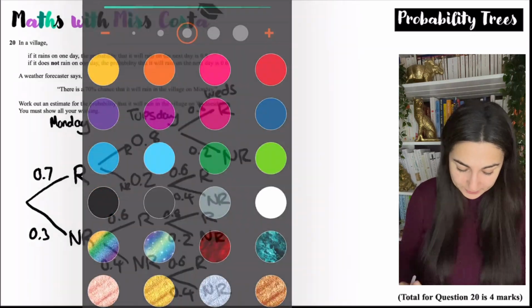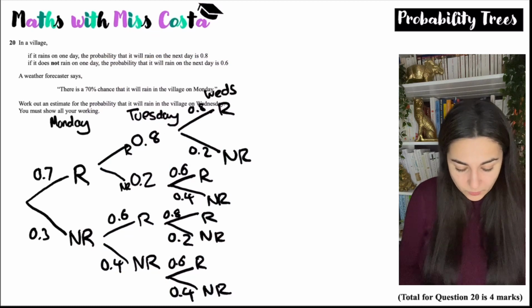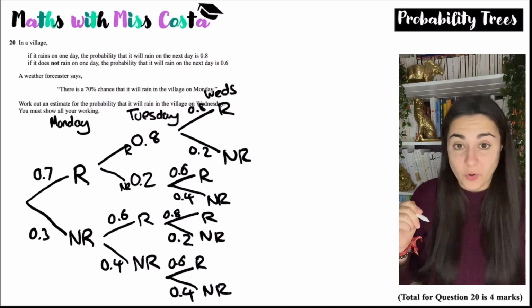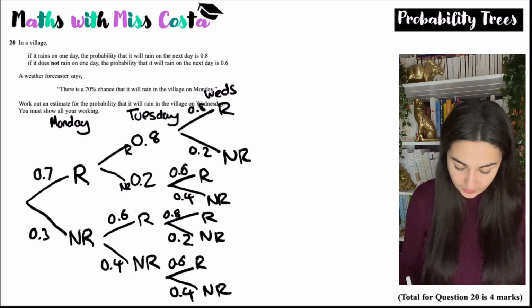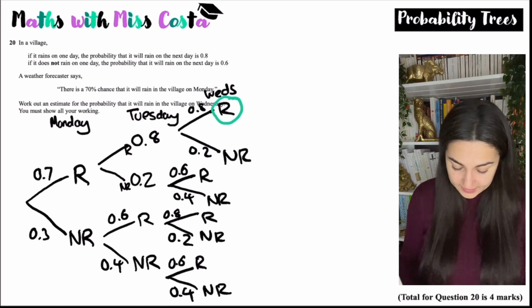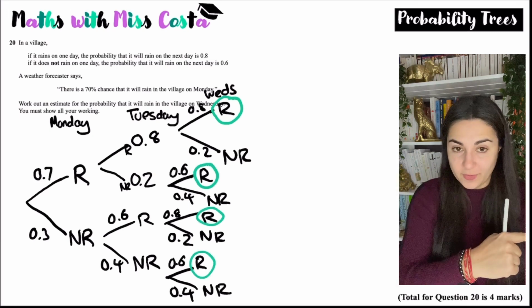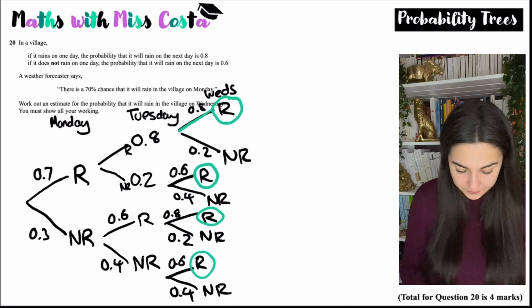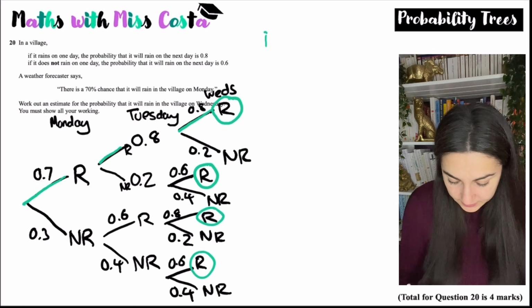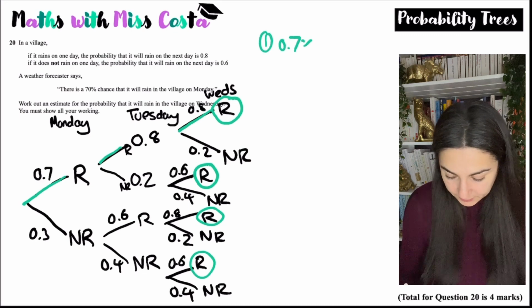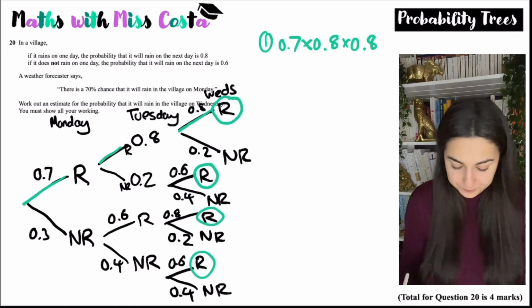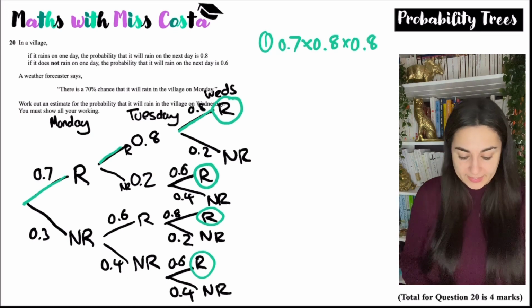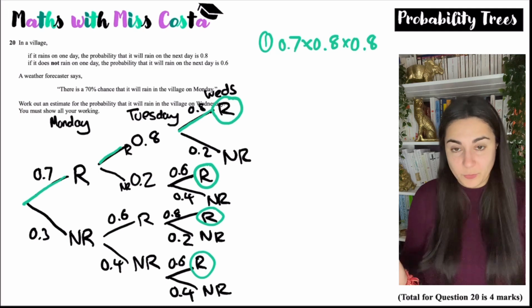Now let's see what possible routes I can take. I want to work out the estimate for the probability that it will rain in the village on Wednesday. So what are the options I've got? It could be here, here, here, or here. All of these routes, I go back along them so I can figure out what it is. So if it rains on the Wednesday and it rained here and here, that's one route. So I've got 0.7 times 0.8 times 0.8. Remember, when you're doing probability trees and you go along the branches, you multiply your probabilities.